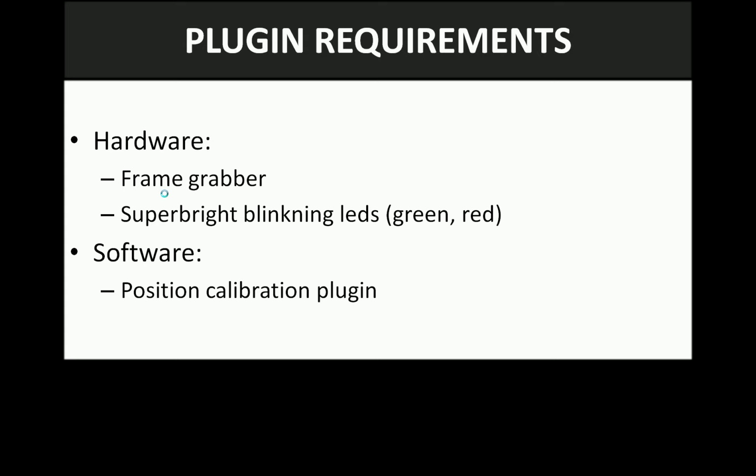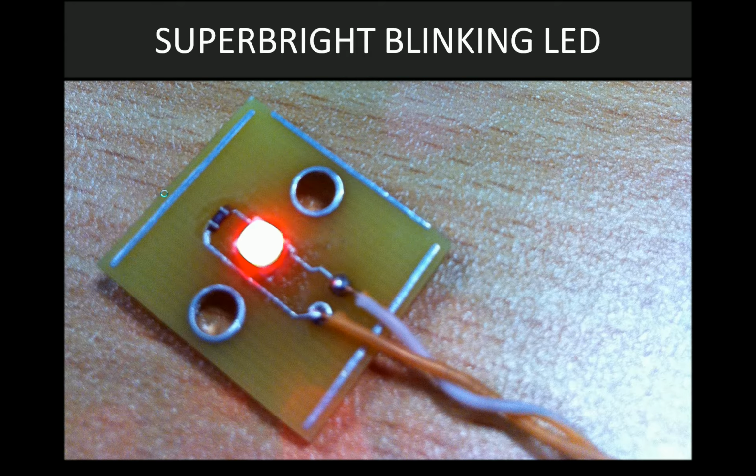On the software side, we need the camera to be registered. We need to know where the camera is exactly as it pans and tilts, and to do so we use the position calibration plugin. This is a picture of one of the LEDs we use. This is the red one.